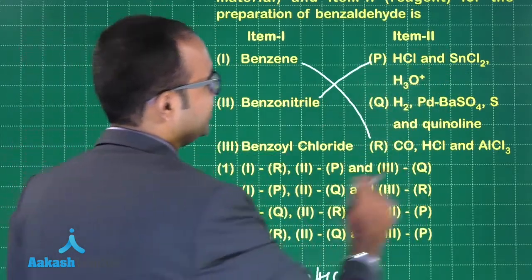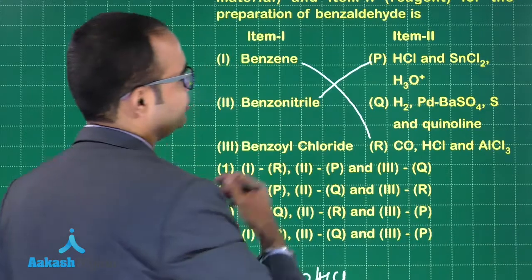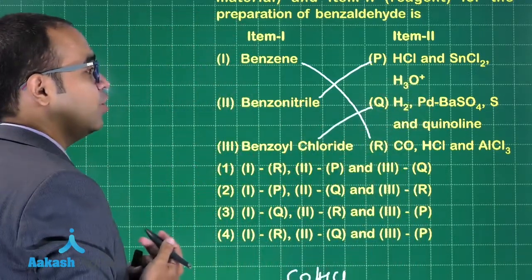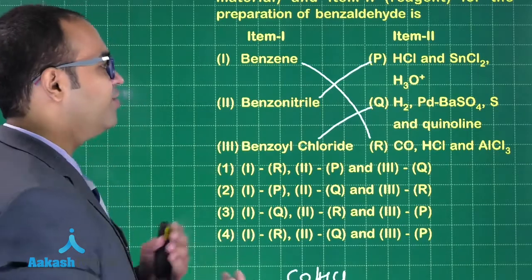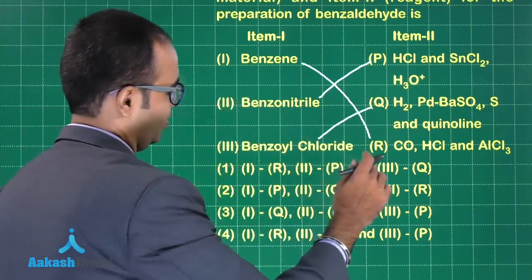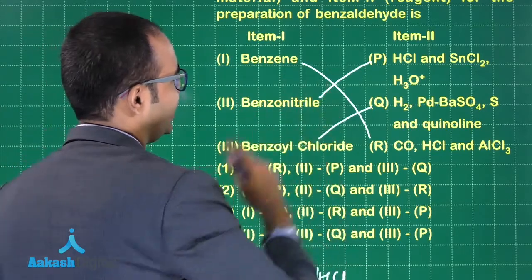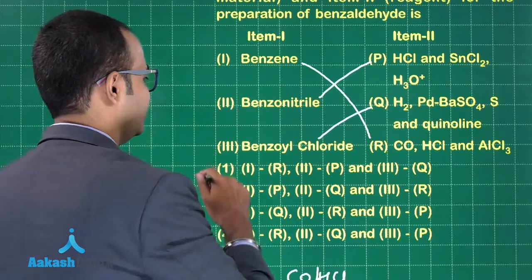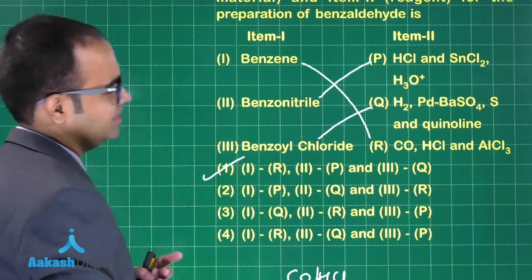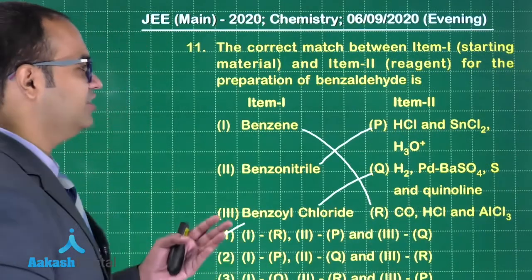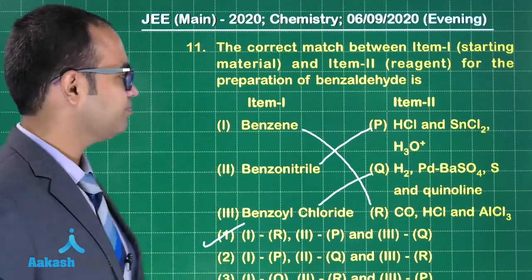Okay, benzoyl chloride, the only option left is Q, so benzoyl chloride will undergo Rosenmund's reduction to give you benzaldehyde. So the answer is 1 is R, 2 is P and 3 is Q. Okay, so the answer is option 1, guys. Okay, so simple question. You should know all these name reactions and you will be able to solve this.